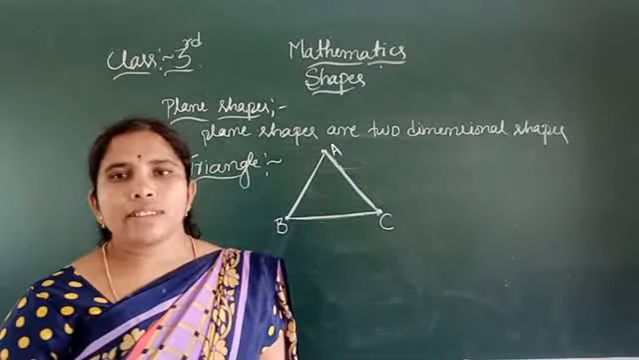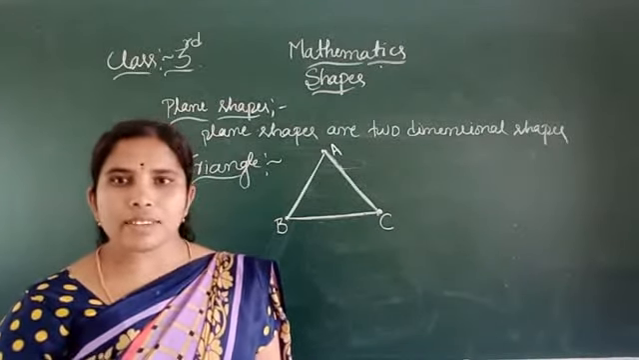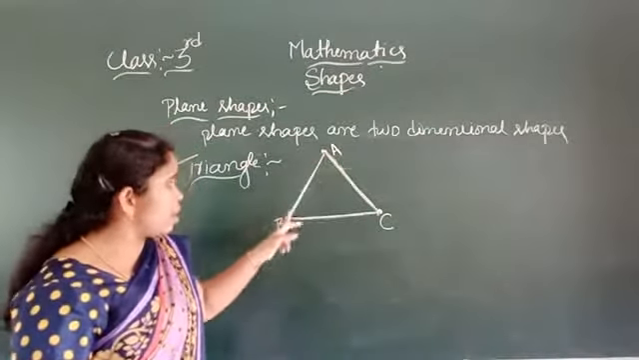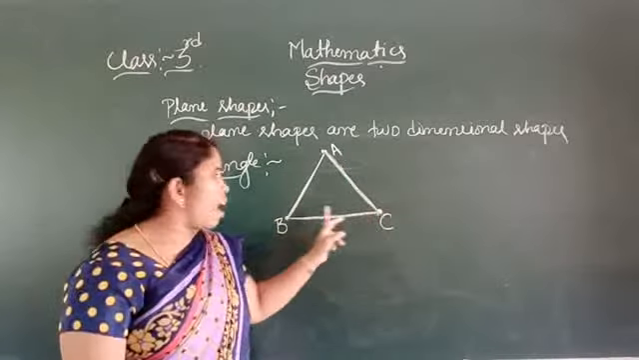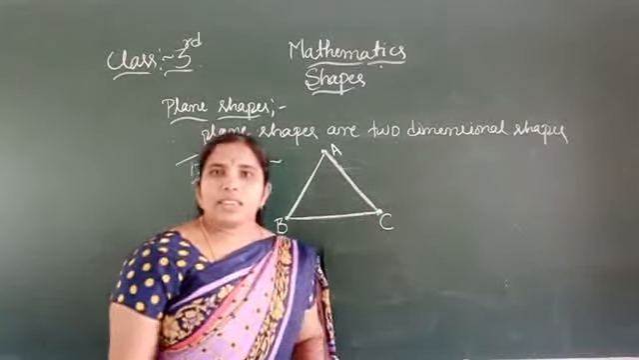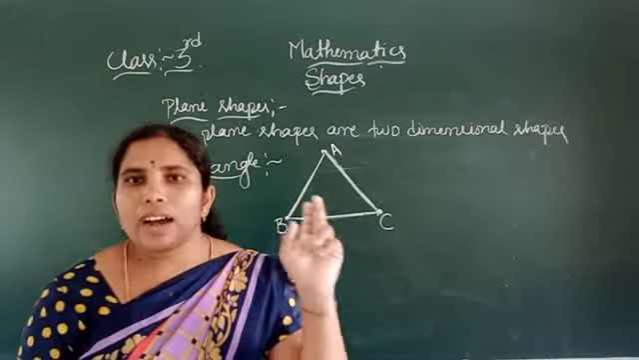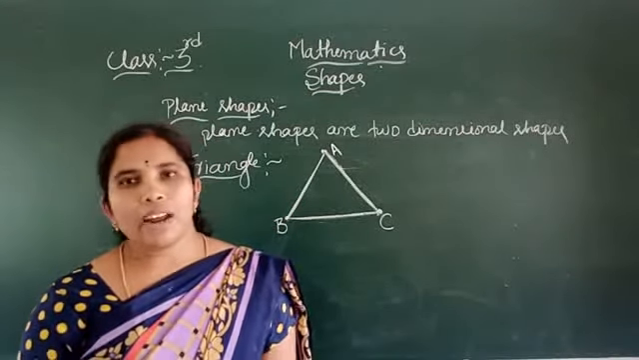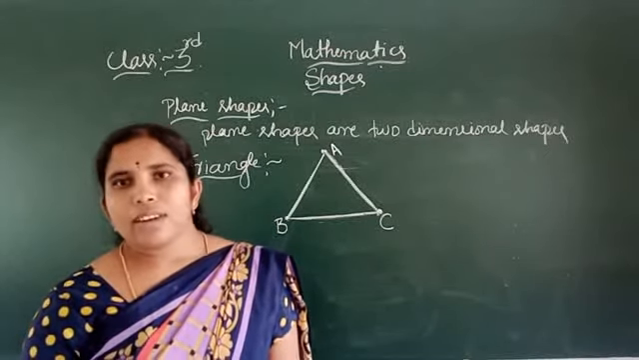How many sides are there? Which are the sides? The line segment AB, the line segment AC and the line segment BC. These three line segments are called the sides of a triangle. Do you understand, students? Yes.